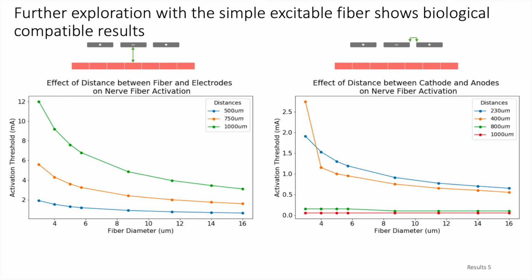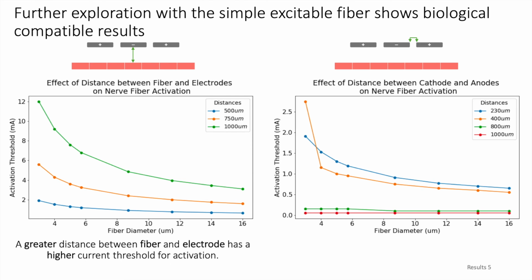First, we looked at the effect of distance between the nerve fiber and electrodes. We noticed that a greater distance between the nerve and the electrode had a higher current threshold for activation. This relationship makes sense because the closer the distance between the fiber and electrode, the less current you would need to apply to induce an action potential in the nerve fiber.